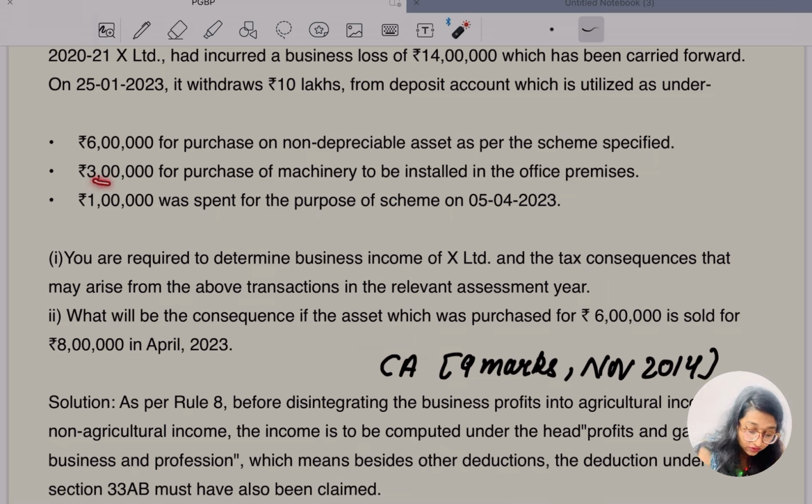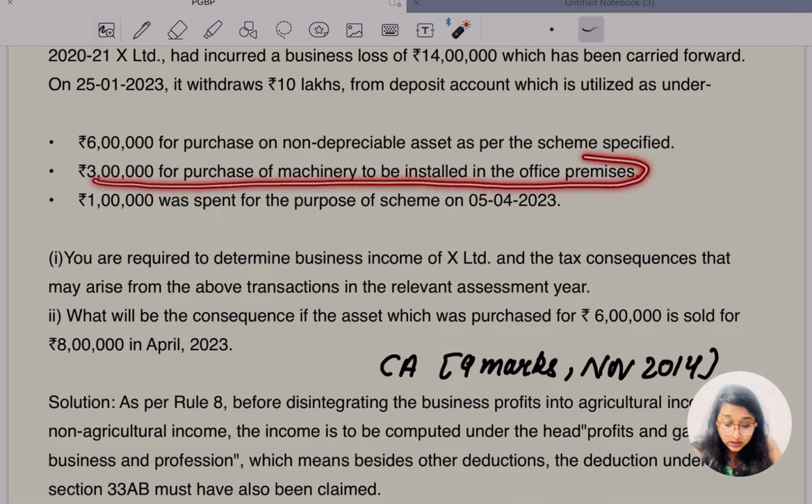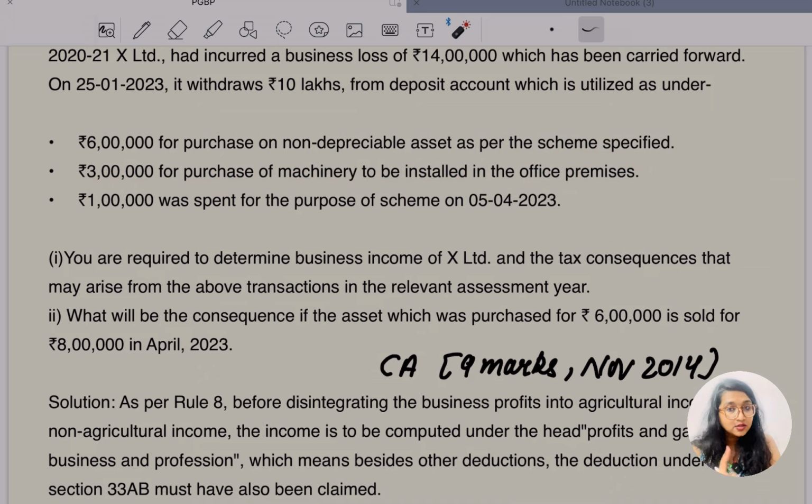Now second thing, 3 lakh for the purchase of machinery installed in office premises, as I told you, it is only going to be allowed for factory, not for the office premises. इतनी बात समझ में आ गई ना. So I will not get this part. ठीक है, deduction I cannot take it. So this is going to be added back.